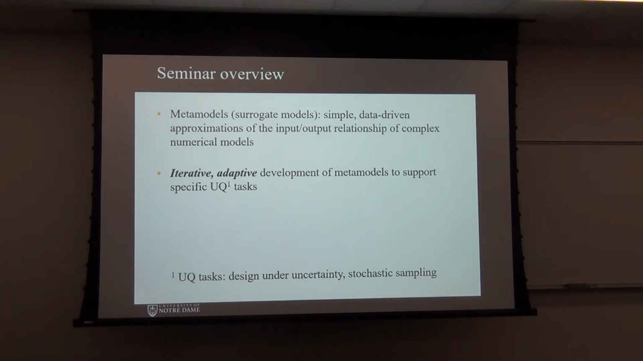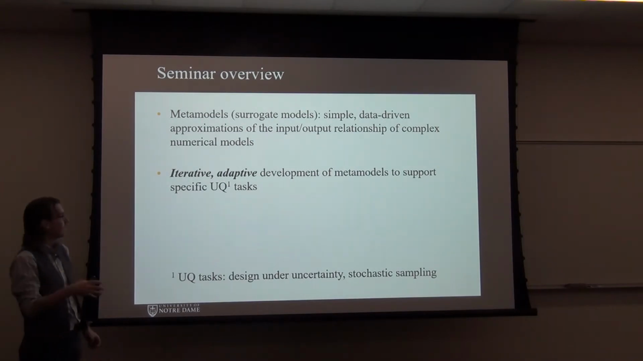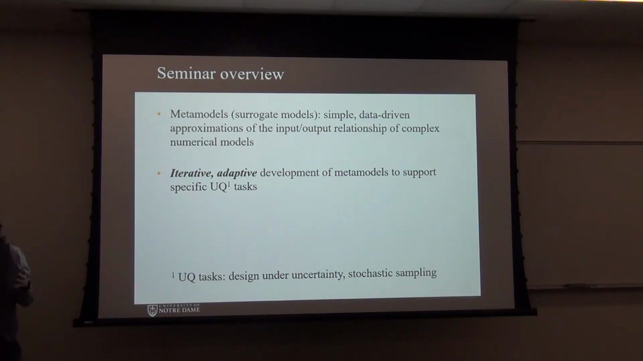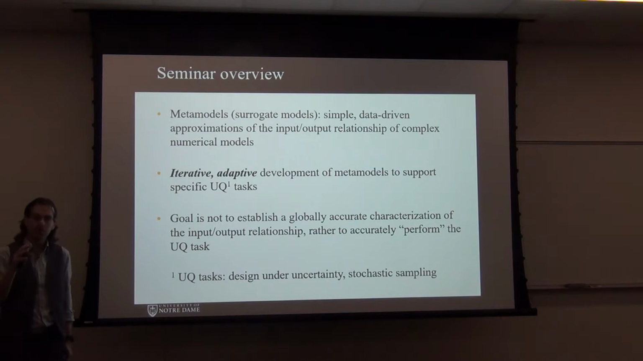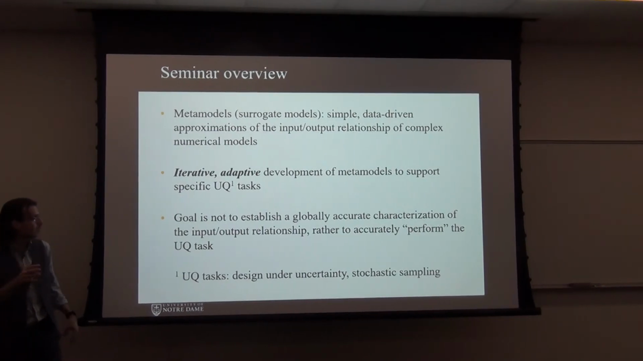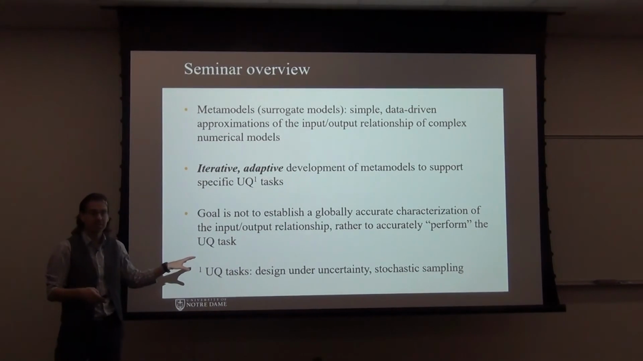For this talk, we're going to specifically focus on iterative adaptive development of meta models to support specific uncertainty quantification (UQ) tasks. So in other words, we're not trying to establish a global accurate characterization of the input-output relationship of interest. Rather, we're trying to do good enough in order to perform the UQ task at hand.